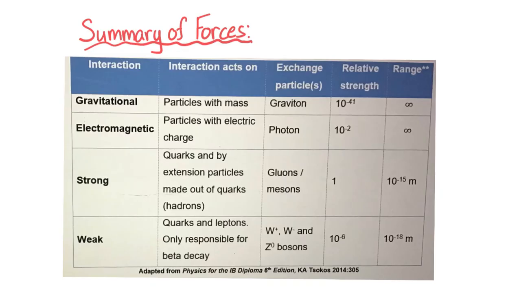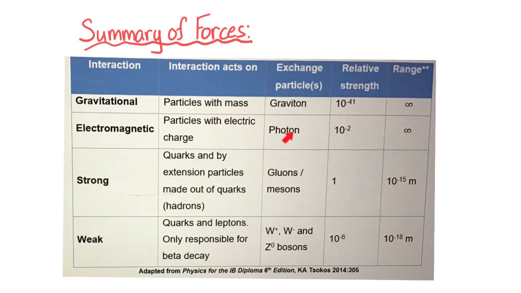So here is a handy summary of the forces and the exchange particles and their relative strength and range. So we see the gravitational force, which is not actually part of the standard model. It's interactions between particles with mass. The proposed exchange particle is the graviton. Its relative strength compared to the strong interaction, which is assigned a relative value of 1, is 10 to the minus 41. So you can see how weak it is in comparison to the rest of the forces. Its range is infinite.